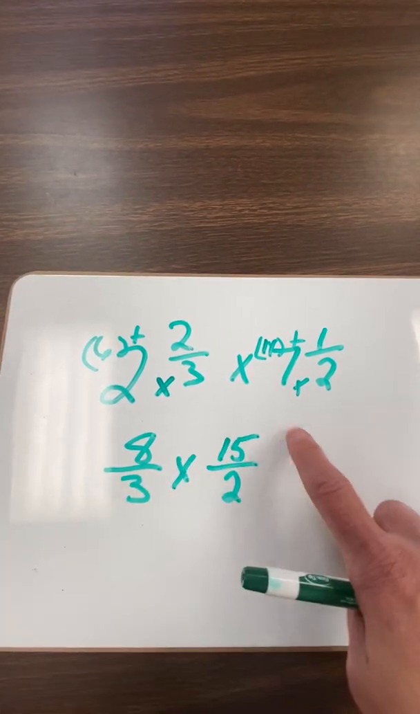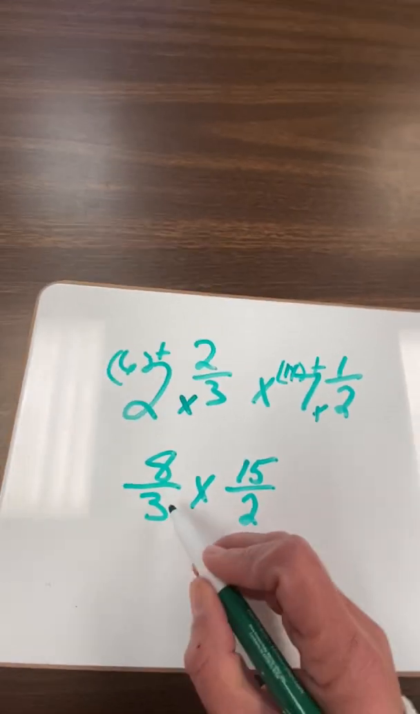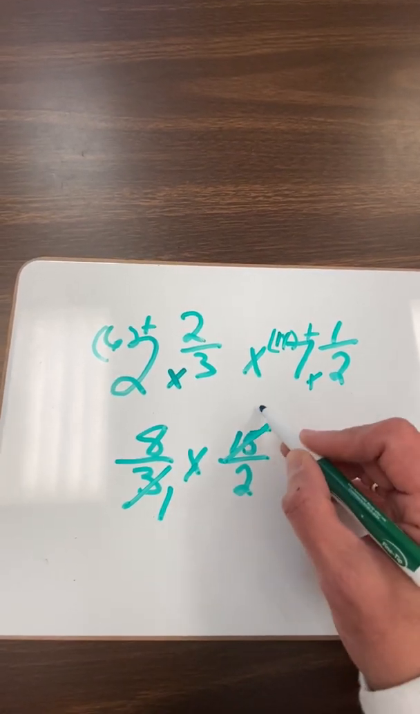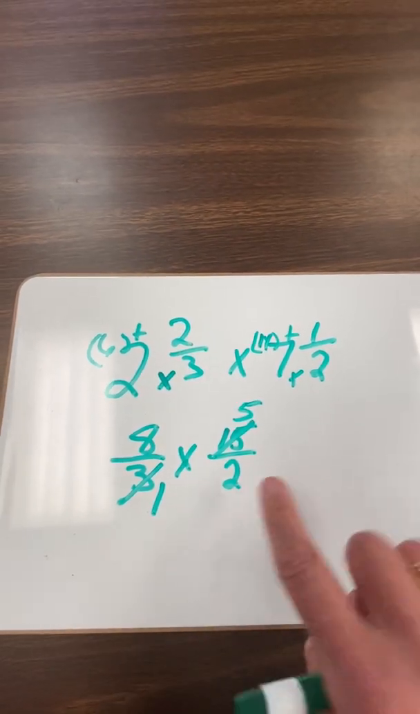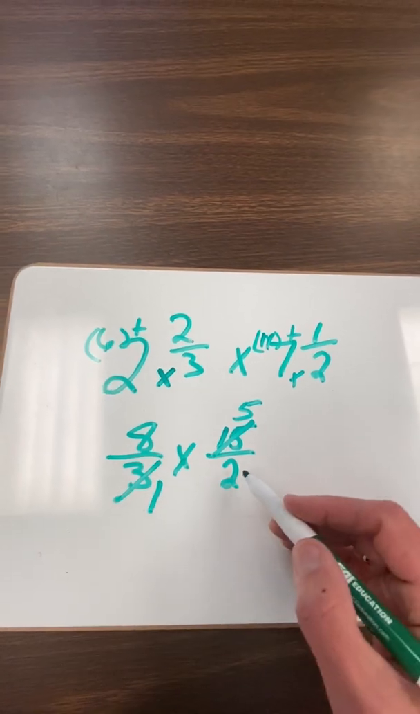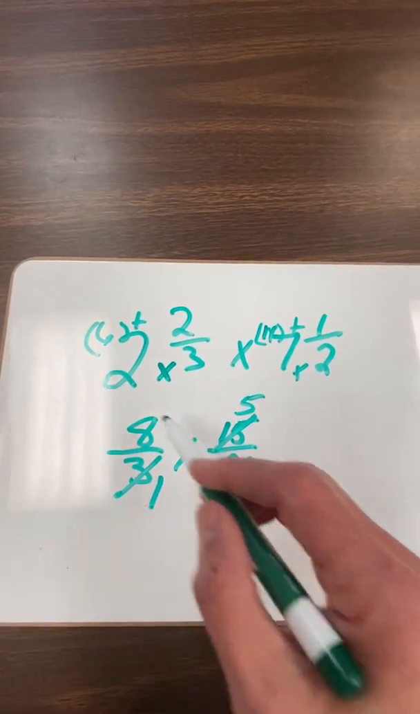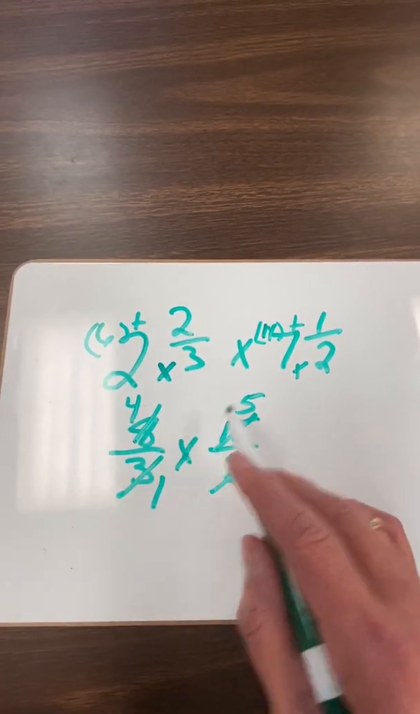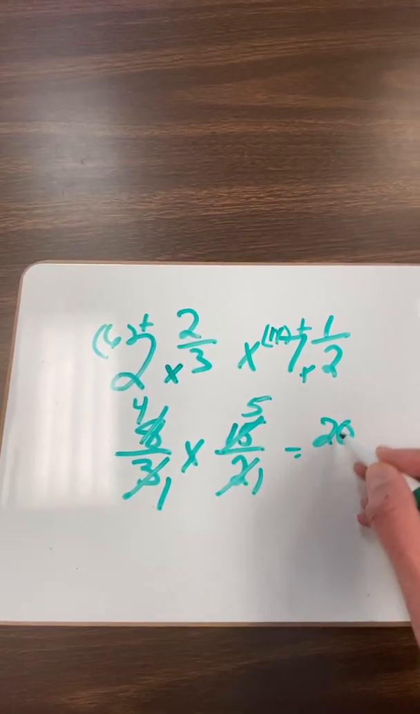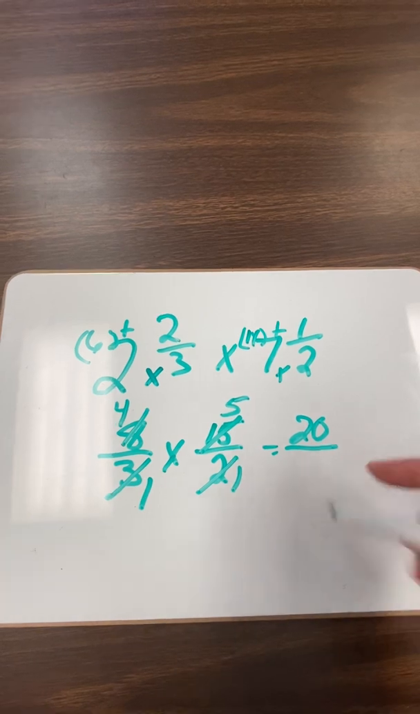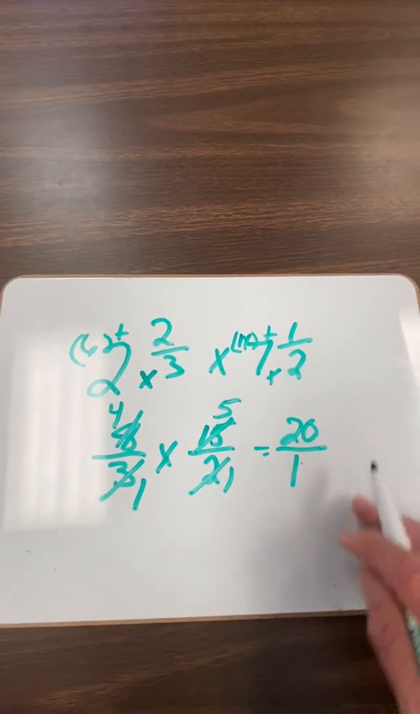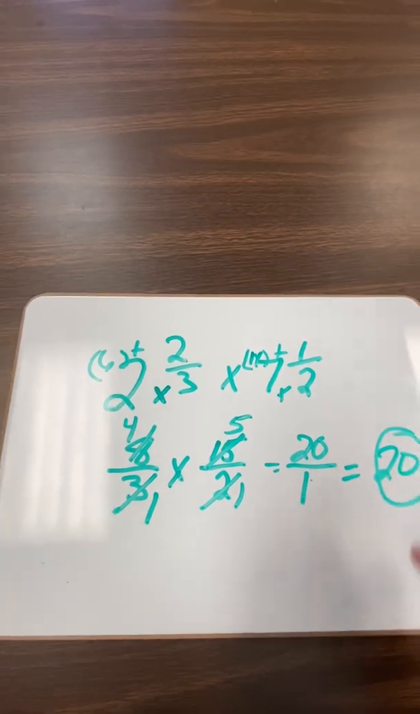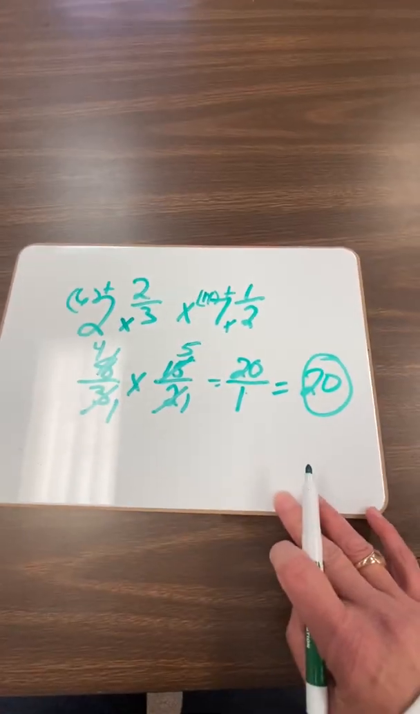Now, if you look at it, 3 can go into 15, can it? So 3 goes into 3 one time. 3 goes into 15 5 times. You can also do 2 and 8. 2 goes into 2 one time, and 2 goes into 8 4 times. So 4 times 5 is 20. 1 times 1 is 1. 20 over 1 goes to 20 whole. So 20 would be your answer.